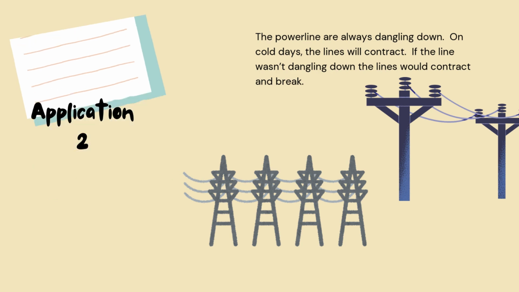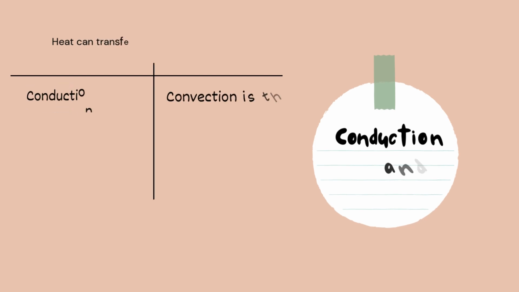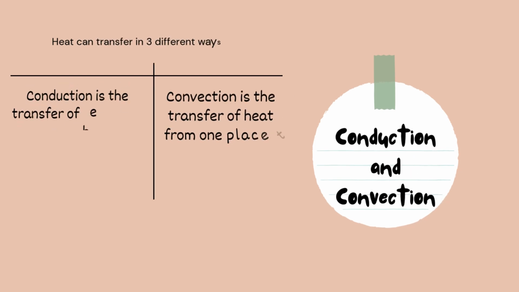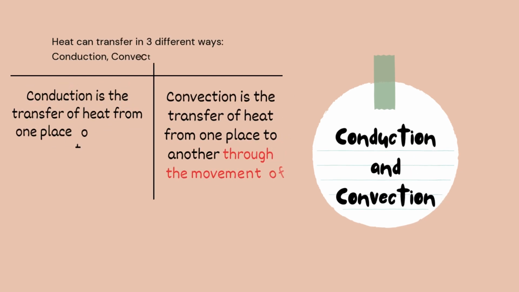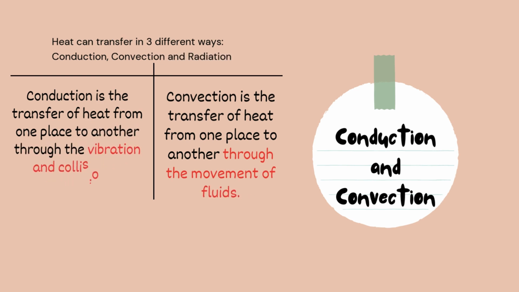Heat can transfer in three different ways: conduction, convection, and radiation. Today, let's talk about conduction and convection first. Conduction is a transfer of heat from one place to another through the vibration and collision of particles. Convection is a transfer of heat from one place to another through the movement of fluids.